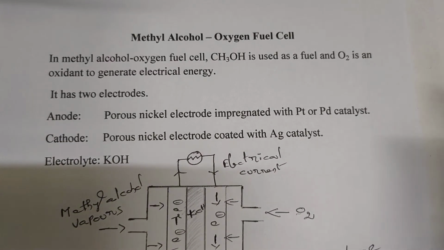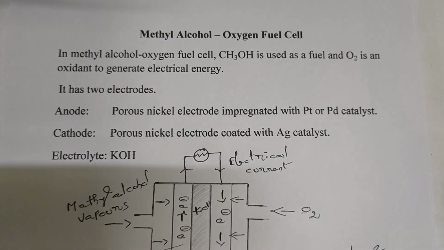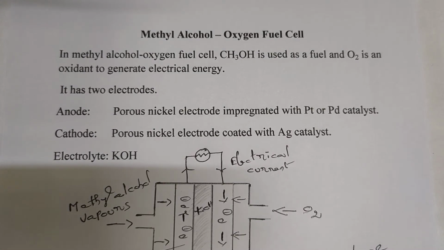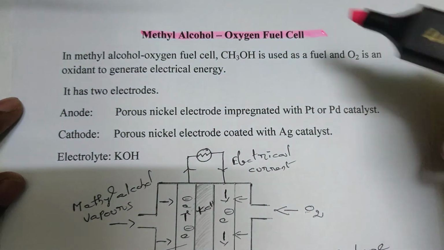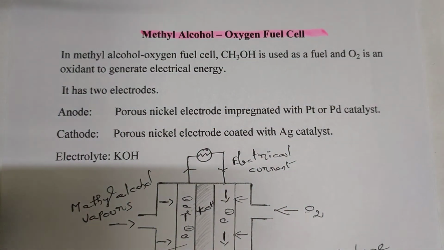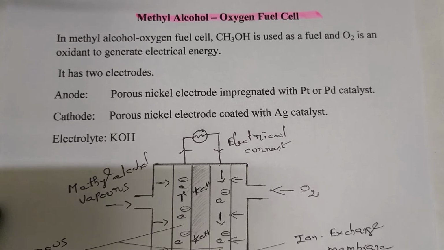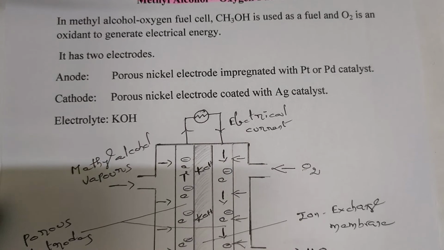In the previous class, I explained the hydrogen oxygen fuel cell. Now I am going to explain the methyl alcohol oxygen fuel cell, the methanol oxygen fuel cell. In the methanol oxygen fuel cell, methanol CH3OH is used as a fuel and oxygen is the oxidant to generate electricity.